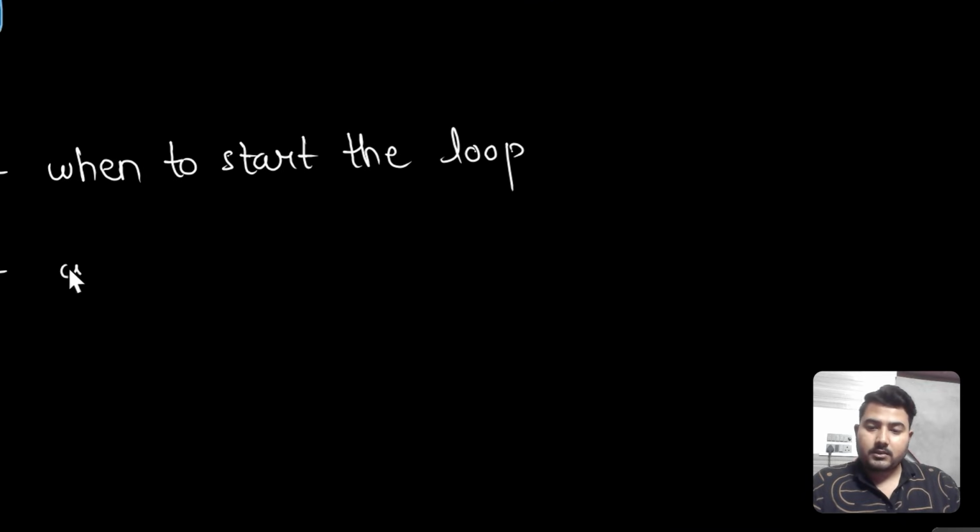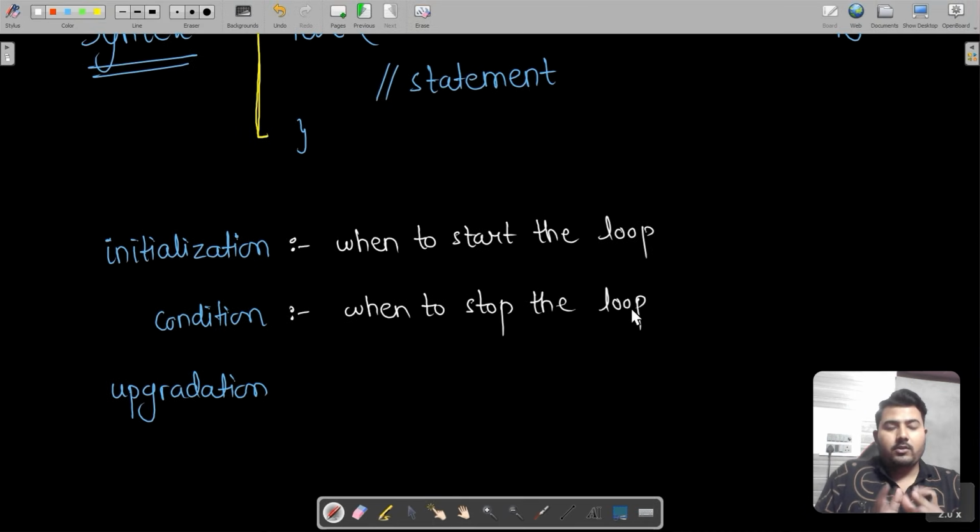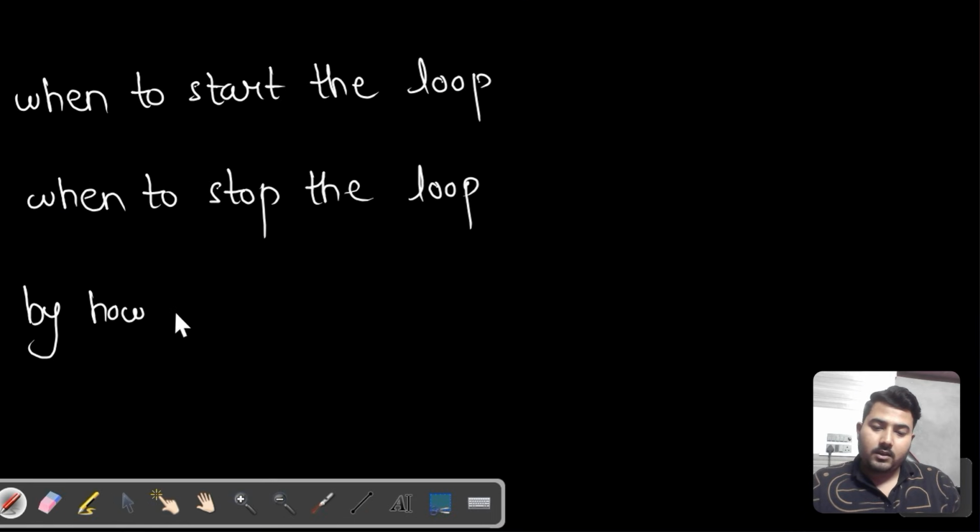Second thing is condition. When to stop the loop. That is also another very important thing, when exactly are we going to stop the loop. We cannot simply keep on running it infinitely. If we do not put a stopping condition, the loop will go infinite and it will never get stopped, never ever. Upgradation is by how many steps we are moving.